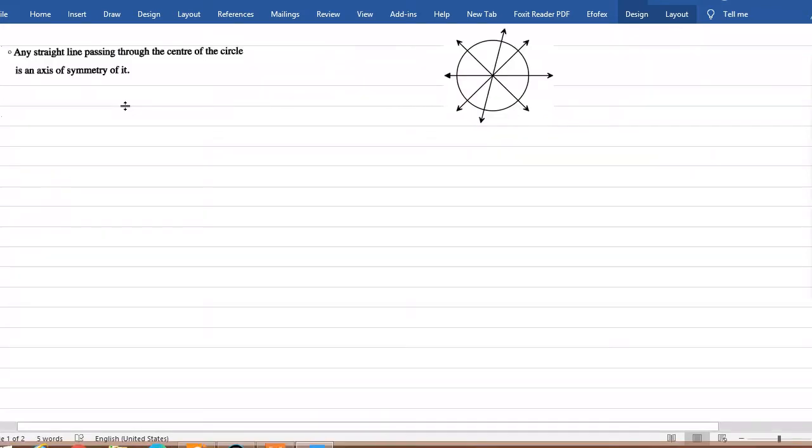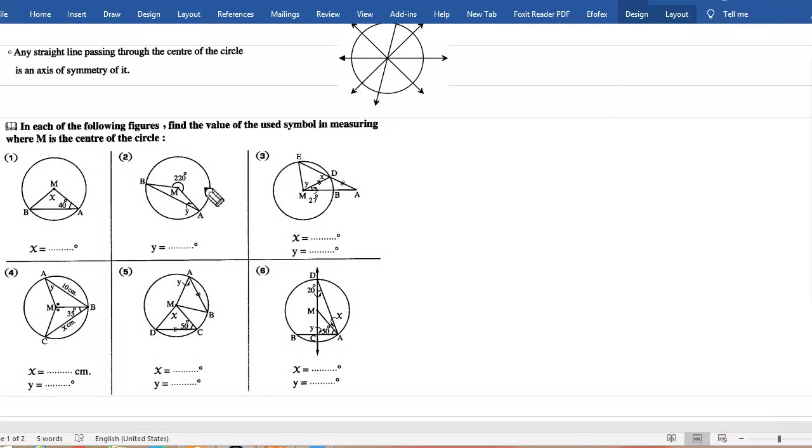Axis of symmetry of the circle. Any straight line passing through the center of the circle is an axis of symmetry. What is the number of axes of symmetry of the circle? An infinite number. Example: in each of the following figures, find the value of the symbol used in the measure, where M is the center of the circle.